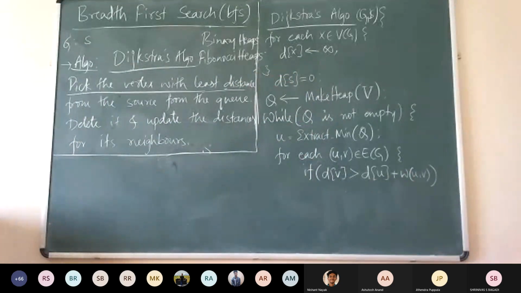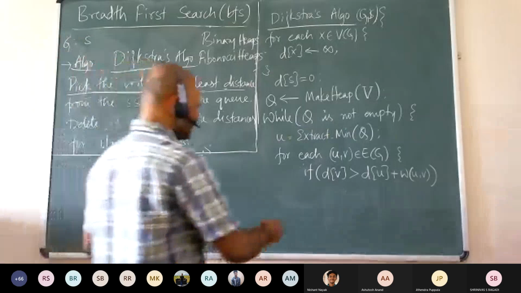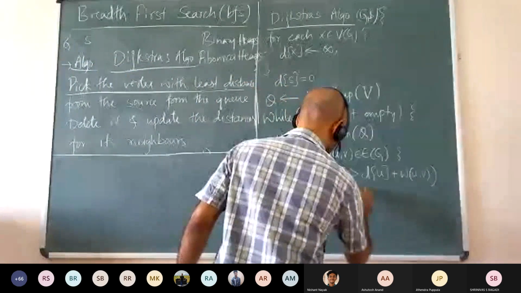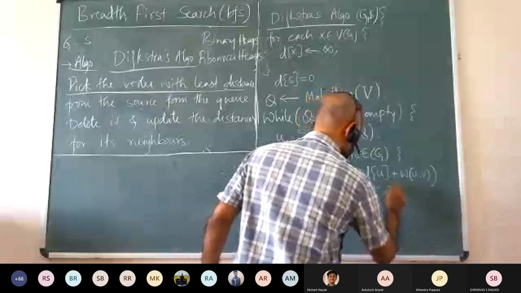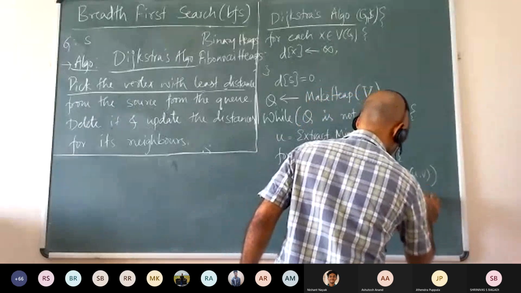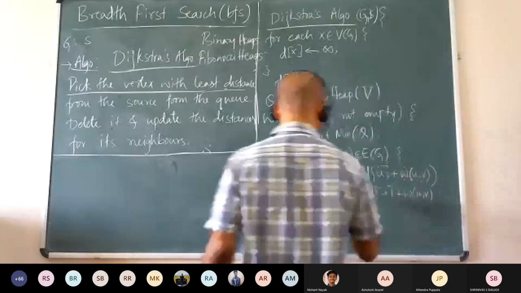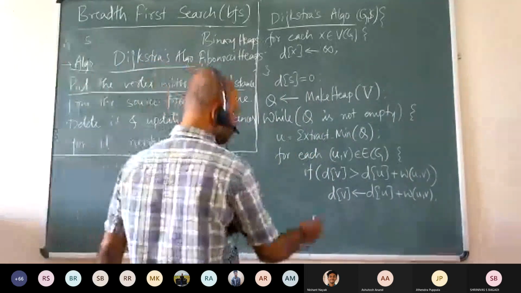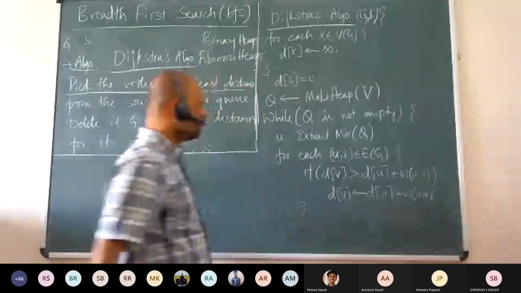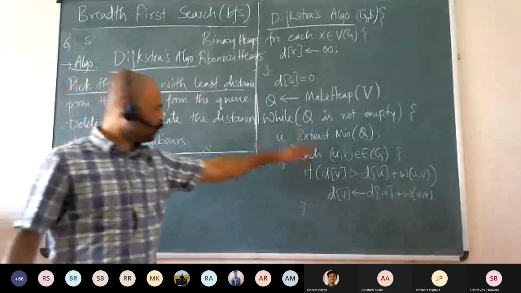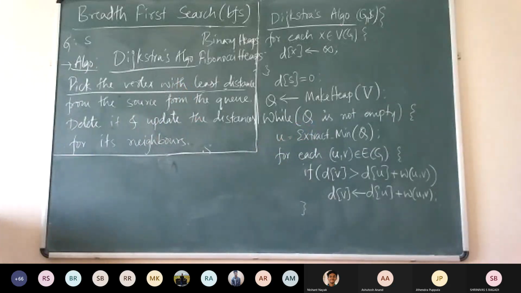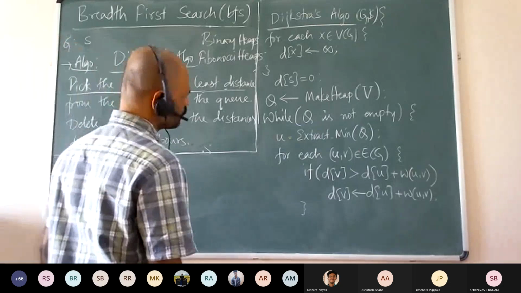So the distance can be set better, right? Then you set dv equal to du plus the weight of edge uv. You set this, and you keep doing this, right? You do this for every neighbor of u, and once that is finished, you go back and do the next vertex, right?